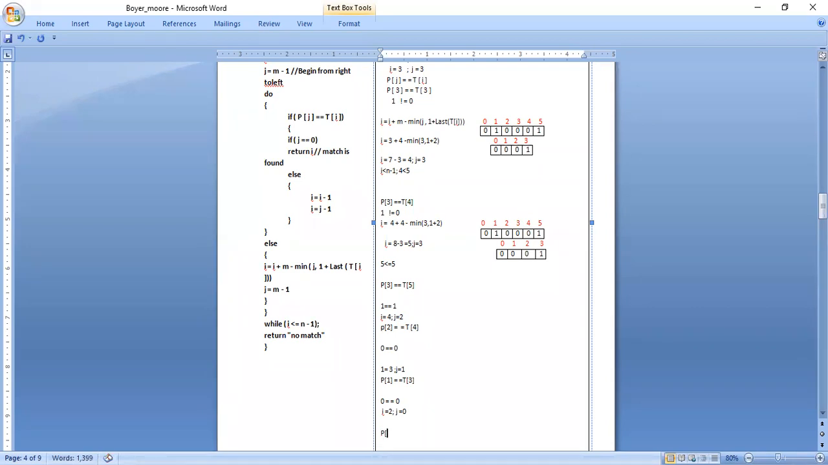So we are checking P of J, so P of 0 equal to T of I, so T of 2. What is P of 0? 0. And T of 2, 0. Again we are getting a match here. Starting from right to left, the total string has been matched here, right? So when I have shifted this, my pattern is going to match with a substring of the text.